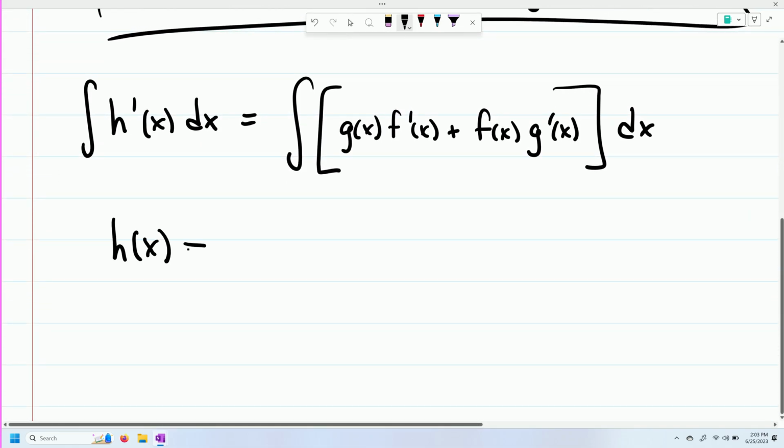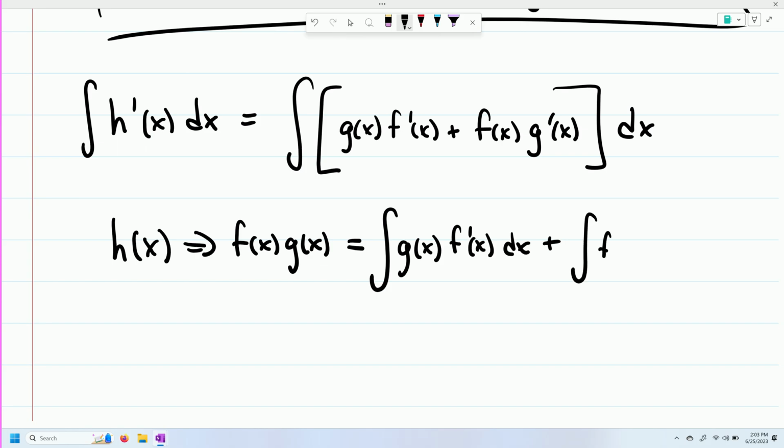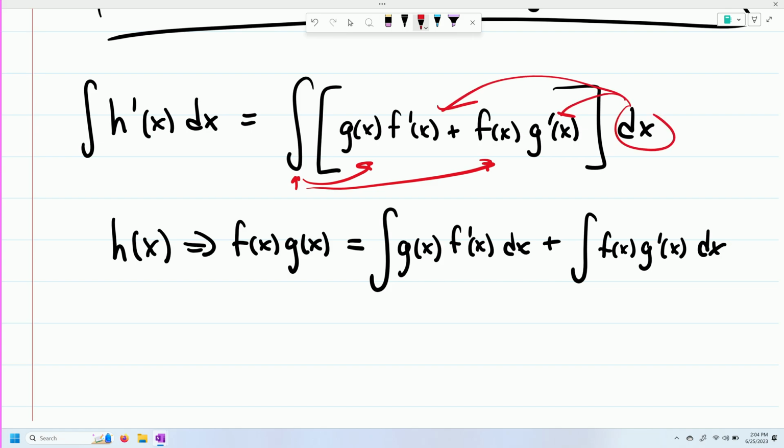Well, this is going to give us the following. We get h of x, which is defined as f of x times g of x, and that's going to equal the integral of g of x times f prime of x dx plus the integral of f of x times g prime of x dx. In other words, we're going to take this integration symbol and distribute it, along with the dx as well. Nothing fancy. And on the left-hand side, the integral of h prime of x dx is nothing more than just the two functions that we originally multiplied using the product rule.